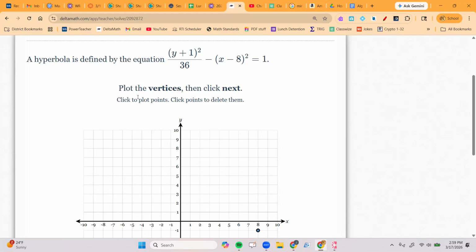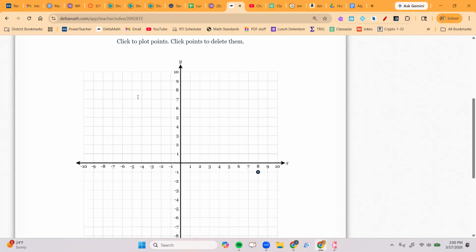So vertices. First off, tell me where generally you think the vertices are going to be found. Up and down. Good job. Up and down, right? Because it's a y first hyperbola. And how far up and down are we going to go to find them? Good for you guys. You guys are amazing.